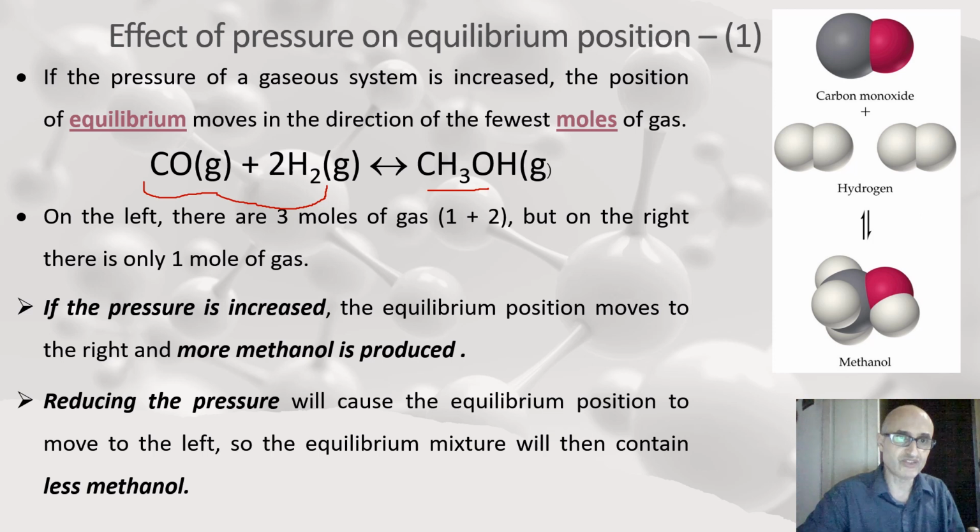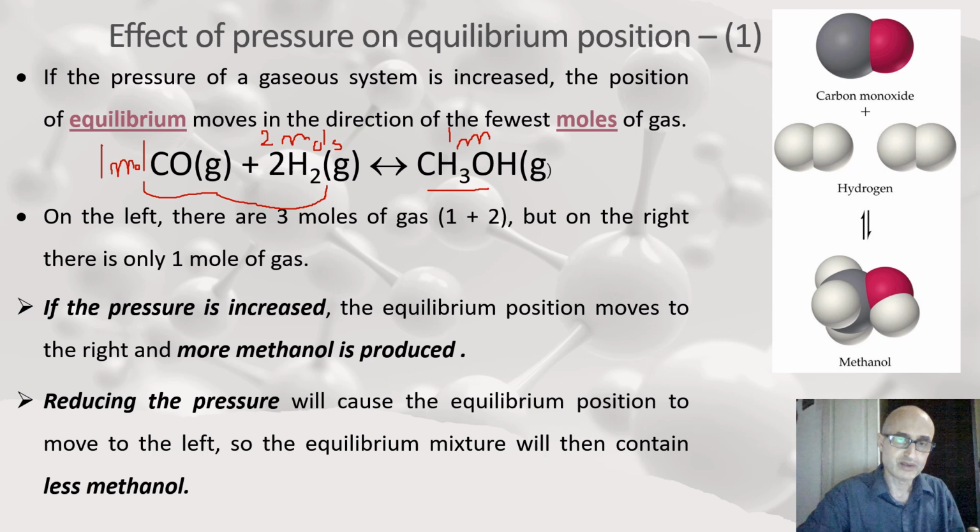So it means that we have 1 mole of carbon monoxide. It's important that you revise your calculations in chemistry. Reacting with 2 moles of hydrogen gas, and they will give us 1 mole of methanol.